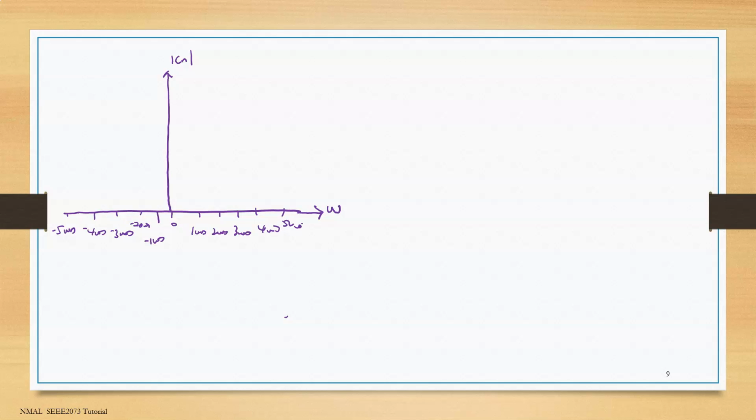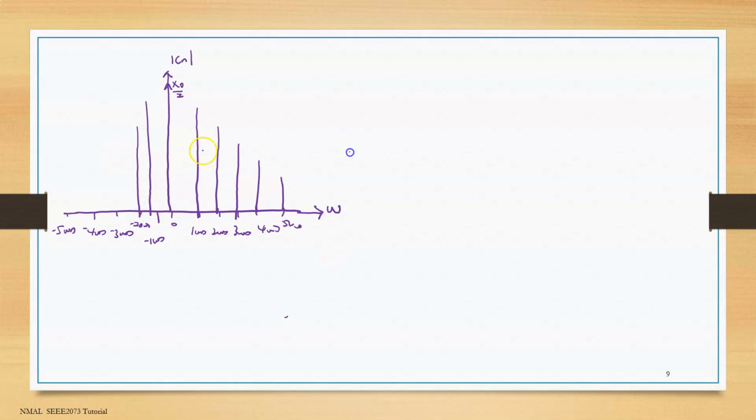Okay, so the value here for n equal to 0 is x naught over 2. And of course when n equal to 1, the value here is x naught divided by 2 pi, so the value will be less than x naught over 2. Okay, and the drawing should be something like this. It should be symmetrical at n equal to 0.